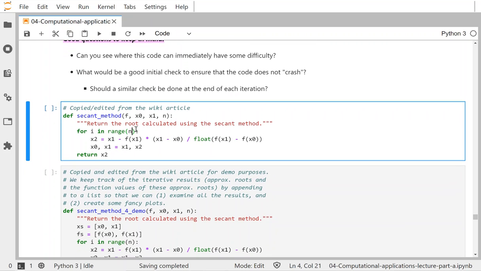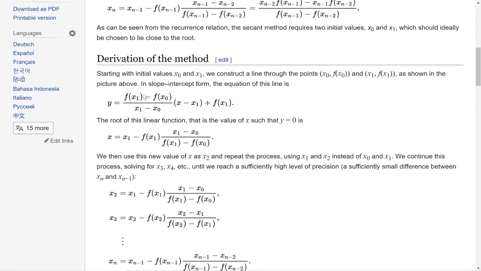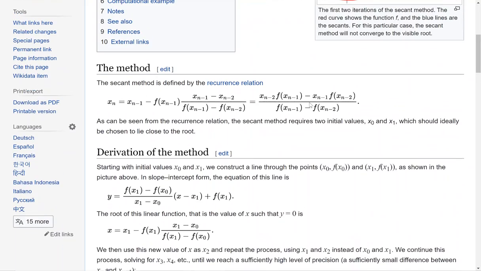So let's look at this secant method. It's rather simple. You have a function f, you have two initial guesses, x0 and x1. We don't need to worry about checking whether or not x0 and x1 produce function values of different signs, and then an n. So with those, we iterate through our guesses, simply using this formula as is dictated by this algorithm right here.